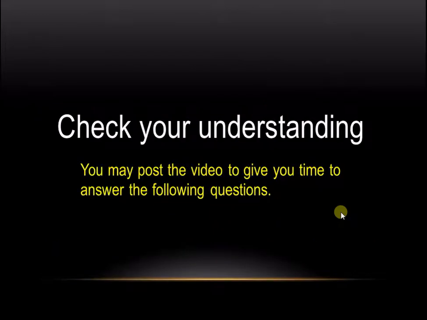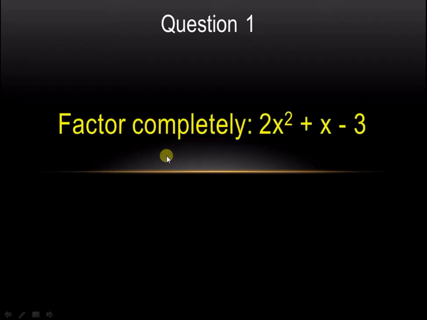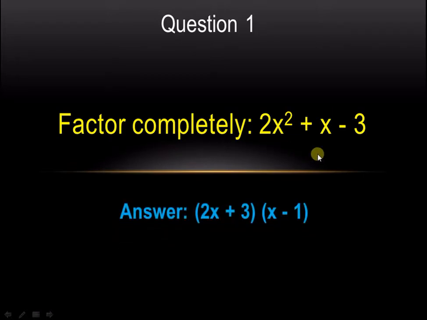Now, let us see if you understand the lesson. Once again, we encourage you to pause the video so that you will have time to solve the following problems. Let's have our first one. Factor completely 2x squared plus x minus 3. Pause the video, and the answer is the quantity 2x plus 3 times the quantity x minus 1.